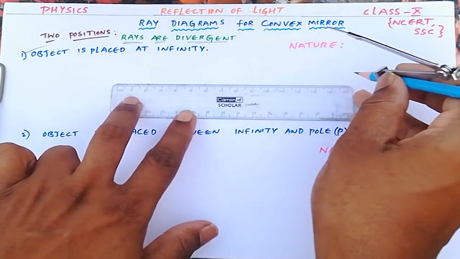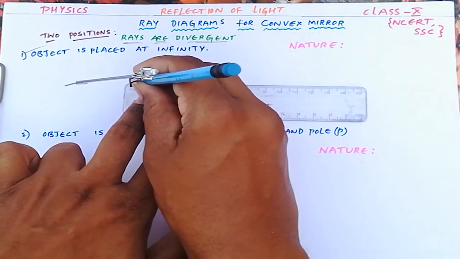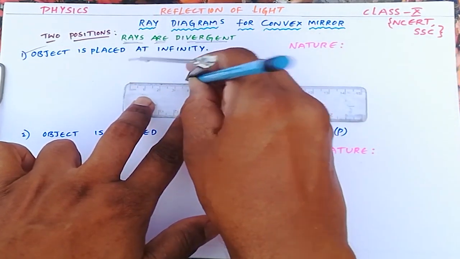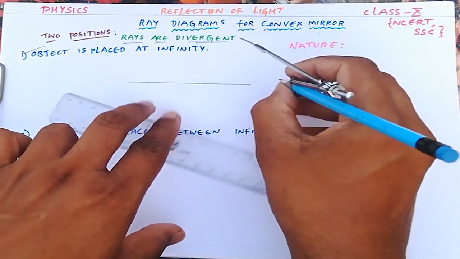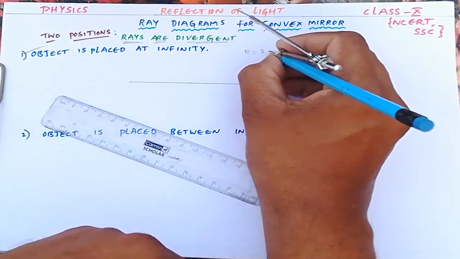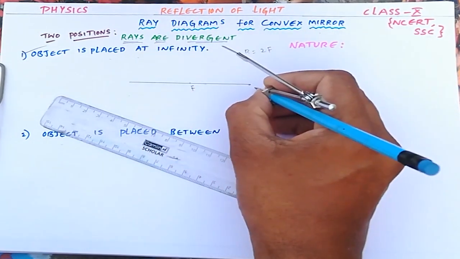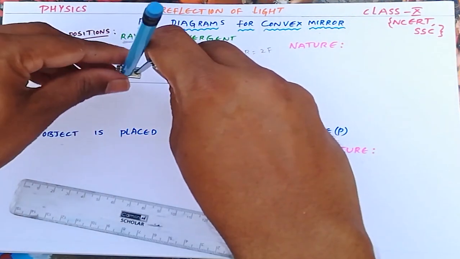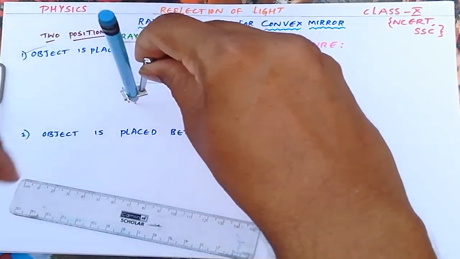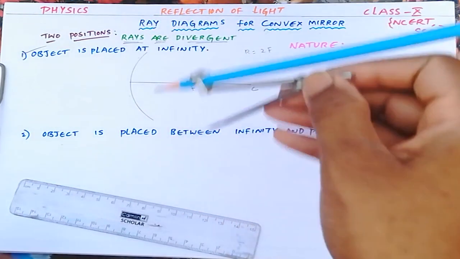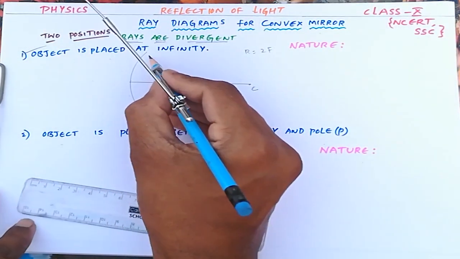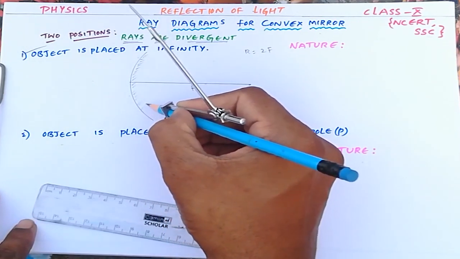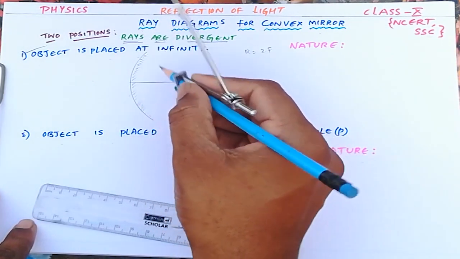I'm drawing a line segment of 8 centimeters, half of it, so at 4 and 8, that is C and this is F. You know that R equals 2F, that is, twice the focal length is the radius of curvature. So I'll draw the arc, the convex mirror surface. We know that this will be curved outwards. Focal length and center of curvature will be behind the mirror.